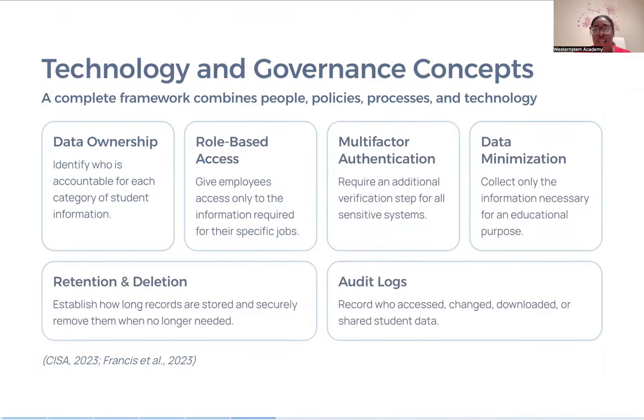Technology and governance concepts. A complete framework combines people, policies, processes, and technology. For data ownership, we want to identify who is accountable for each category of student information. Role-based access gives employees access only to the information required for their specific jobs. Multi-factor authentication requires an additional verification step for all sensitive systems. Data minimization means we collect only the information necessary for an educational purpose. We need retention and deletion, where we establish how long records are stored and securely remove them when they are no longer needed, and audit logs, where we record who accessed, changed, downloaded, or shared the student data.